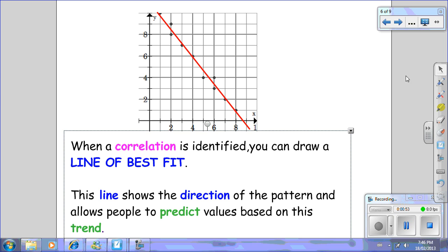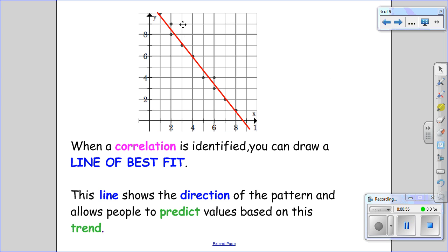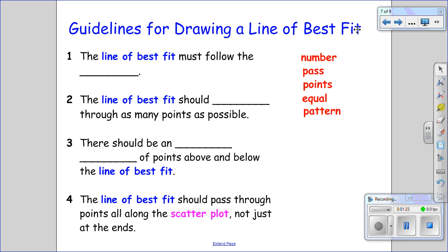When you can see a pattern to the data, you can draw what's called a line of best fit. And if you look at this line of best fit, it passes in between most of the points. We try and make it pass through as many points as possible, and it follows the trend or the pattern of the data. This data showed a negative correlation, so we have a line that decreases to the right. Okay? Lines of best fit will allow us to predict values based on a trend.